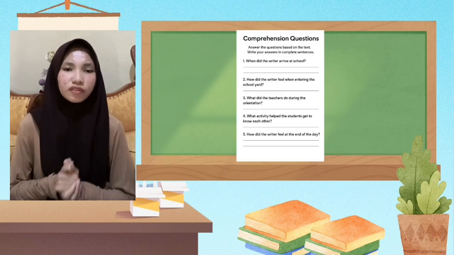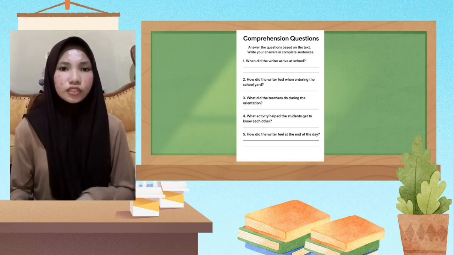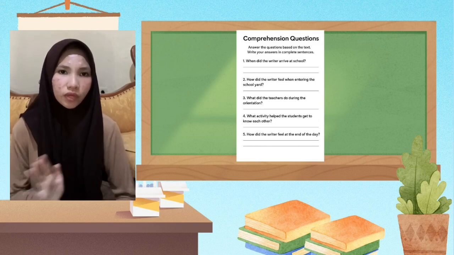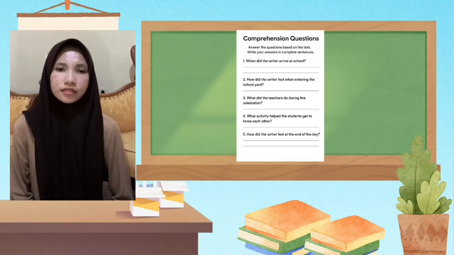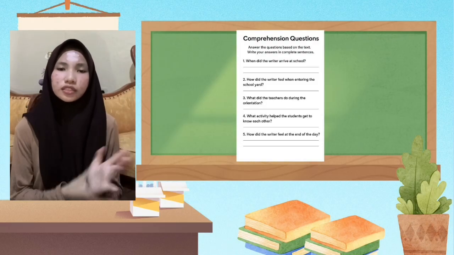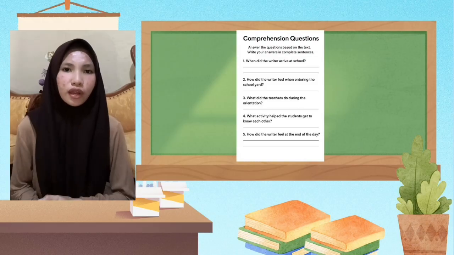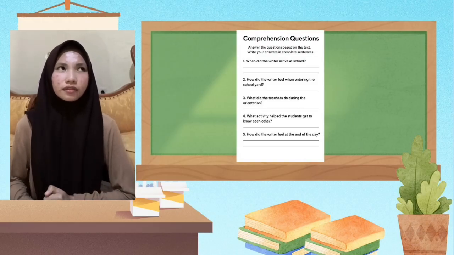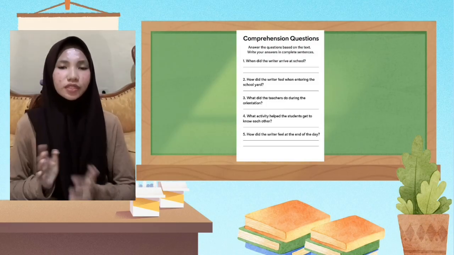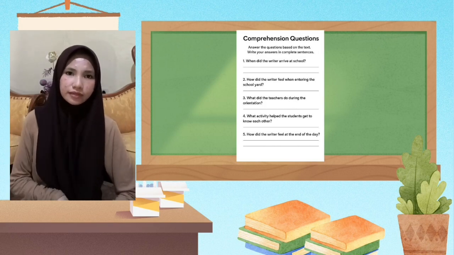Okay, please work in pairs with your seatmate and discuss the answer together. You will do two tasks. The first is answer the comparison question, look at the screen, and the second, do true or false statement. You can see at the screen and read the text again if needed. Make sure your answers are based on the text. I give you 10 minutes to answer the task. Okay, thumbs up everyone. Please stop writing and now let's check the answer together.